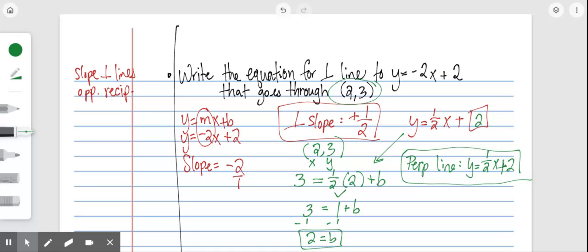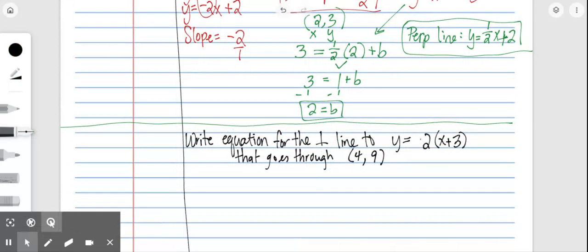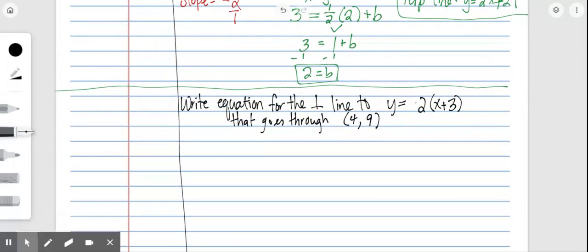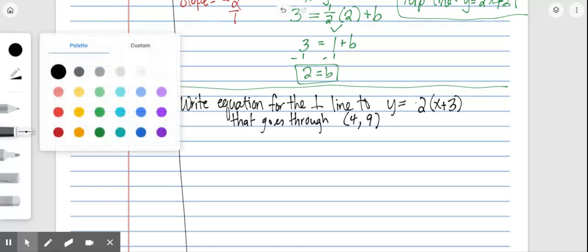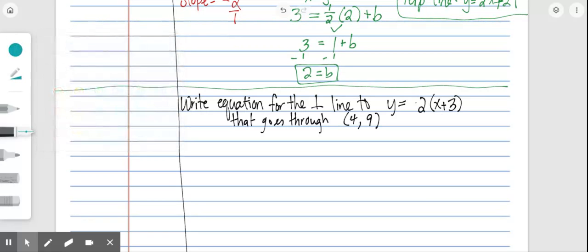Okay, so I'm going to give you an example. Okay, so here's your equation. Y equals 2x plus 3. We're looking for the perpendicular that goes through 4, 9. So pause this video for a minute and try that out. Okay, hopefully you paused it.